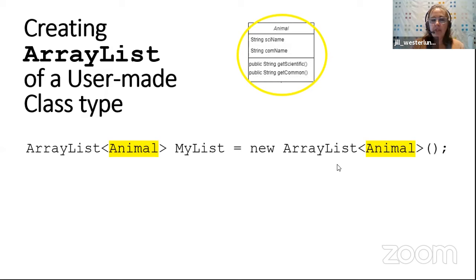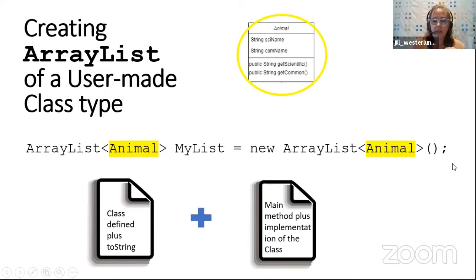Here is how we would declare an array list that would be built off of our animal class. Array list of the animal type, because it's going to come off of our class. And we're going to name the array list my list. And then we have to instantiate it. And then again, we're going to say that it's an array list of the animal type. And we can put as many items in it as we would like to.